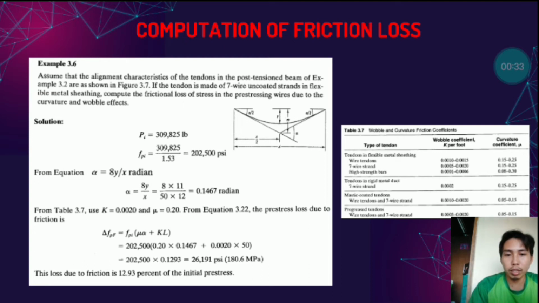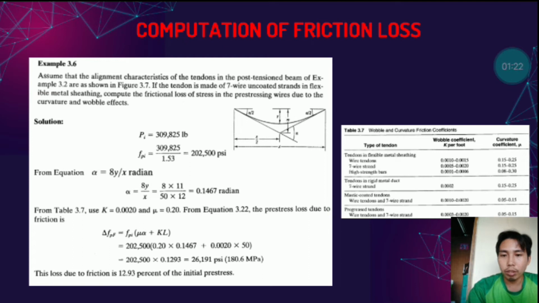For the first problem, we know that the initial prestressing force is 309,825 pounds, and that the area of the prestressing strand is 1.53 square inches. By dividing the initial prestressing force by the area of the prestressing strand, we have the initial prestressing stress of 202,500 psi. To find the central angle alpha, we solve it as alpha equals 8y over x equals 8 times 11 over 50 times 12 equals 0.1467 radian.